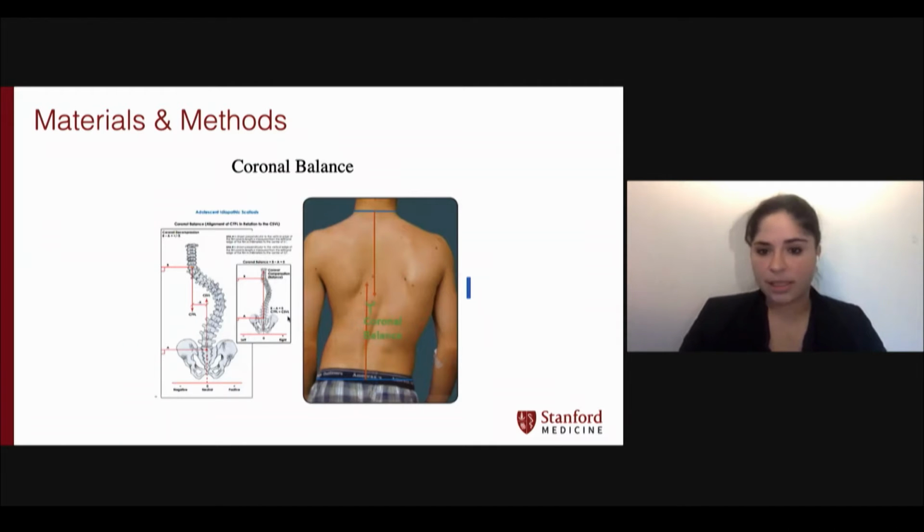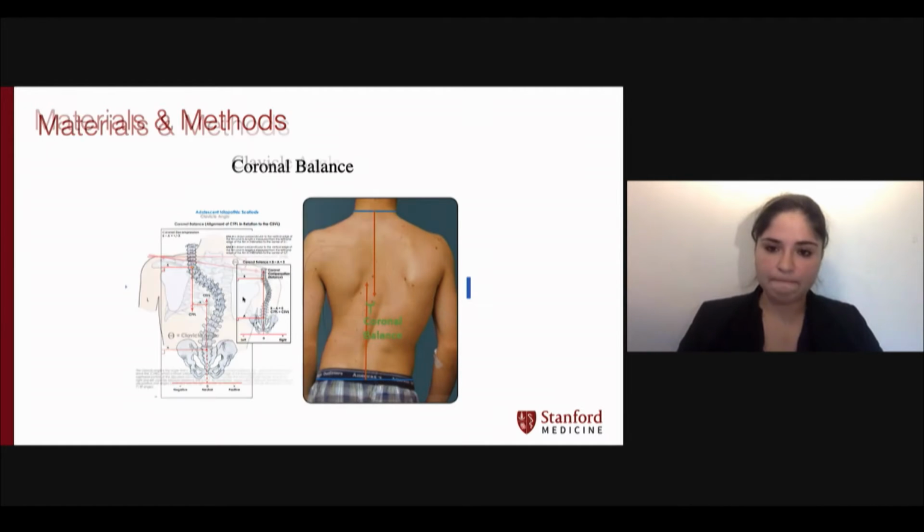Similarly, for coronal balance, we're looking at the medial lateral shift of the neck as compared to the center of the pelvis. To measure this radiographically, you take the center of the C7 spinous process, draw a line straight down through it, and the distance from the central sacral vertical line as shown before and the line that was created through C7 is how we calculate our coronal balance.